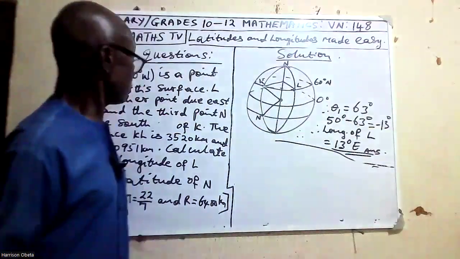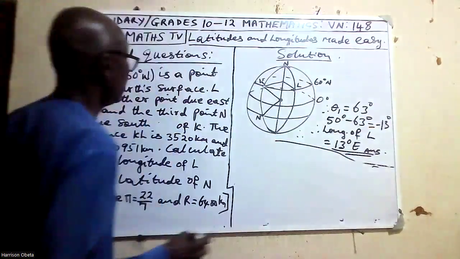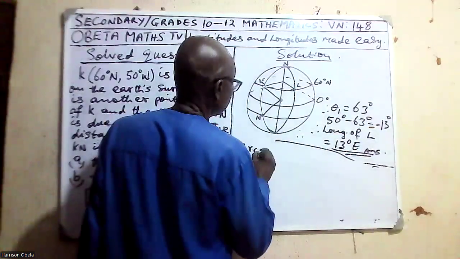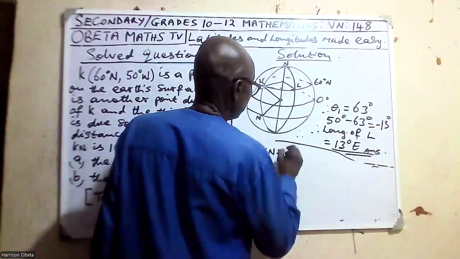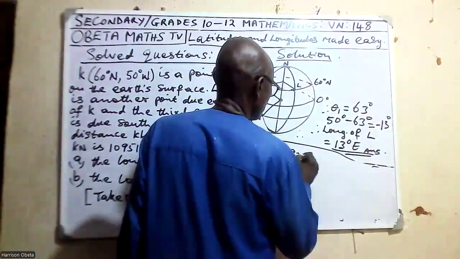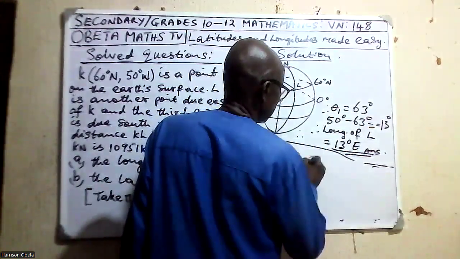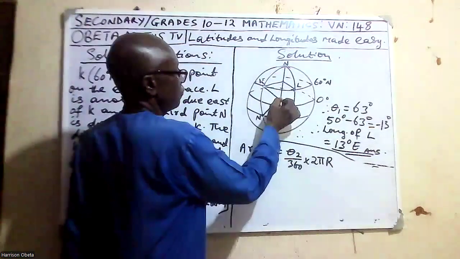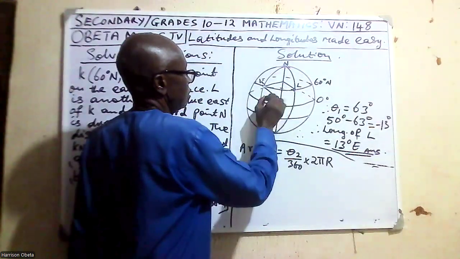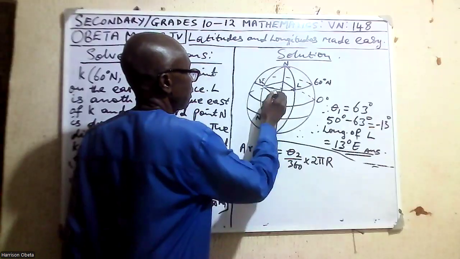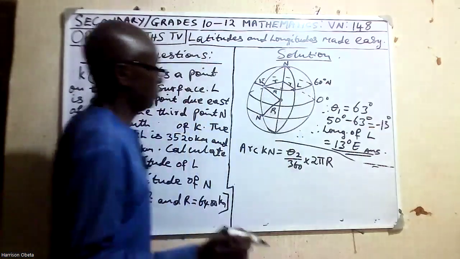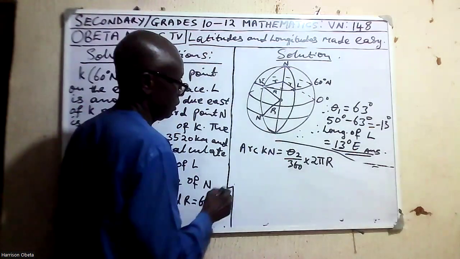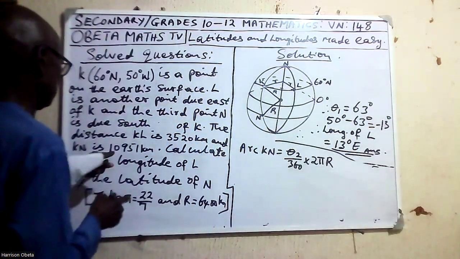Okay, so to continue, let us take it that arc KN is equal to theta 2 all over 360 times 2 pi capital R. Capital R because we are talking of radius from the big center. So this is R and this is R. Why this one is small r? Okay, so that, and remember we already know KN.